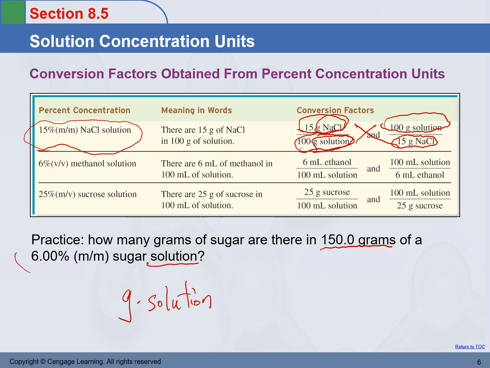Well, we know that as well. We know the concentration as well. Well, remember, concentration is a conversion factor. You will never start your dimensional analysis setup by a conversion factor. So that's your given unit, and your wanted unit is grams of sugar.